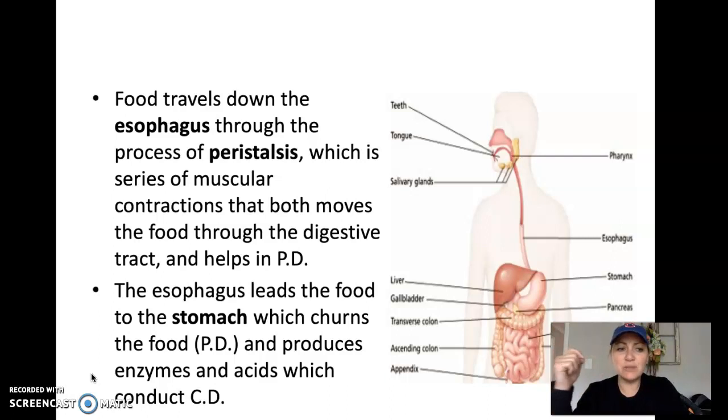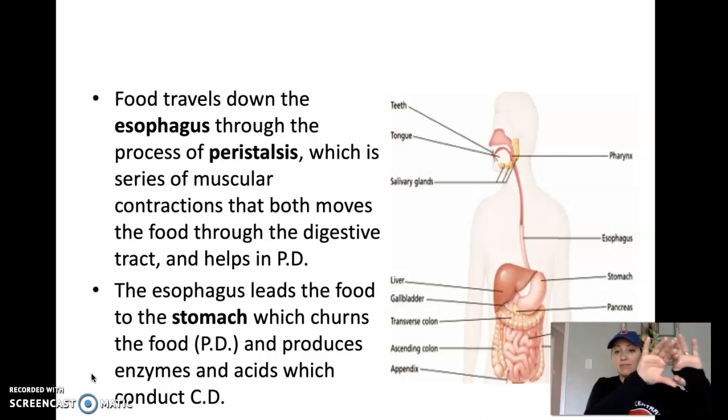If you've ever swallowed something hot, you either spit it out real quick or you swallow it down really fast, and it's about right here that you stop feeling the burn from swallowing it if you just go ahead and swallow it real fast. That is where peristalsis begins. You make that initial swallow, you can control that, and then it eventually just starts moving down on its own.